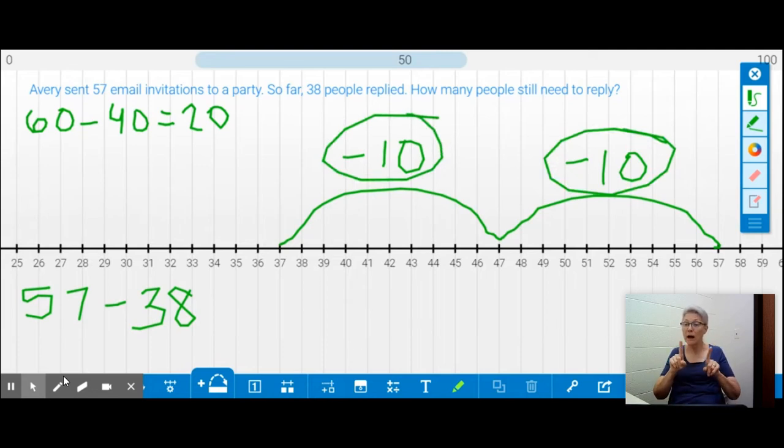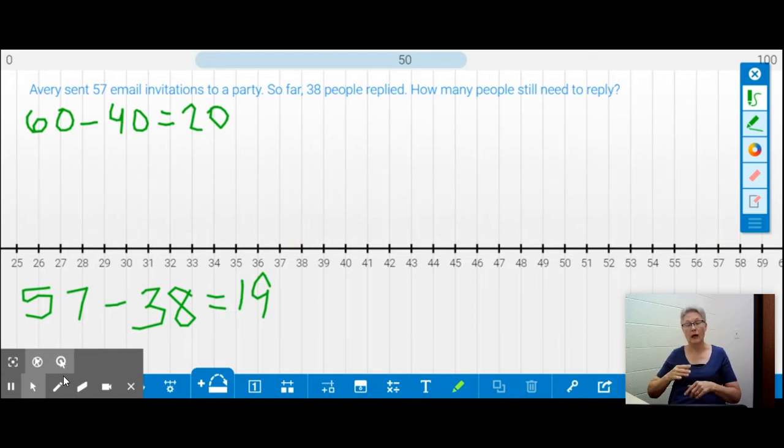However, if you remember, it wasn't 57 minus 37, it was actually 57 minus 38. So I took away 1 too many. If I take away 1 less and end on 38, instead of taking away 20, 1 less than that is 19. So my answer to this equation is 19. So that means 19 people still need to reply.